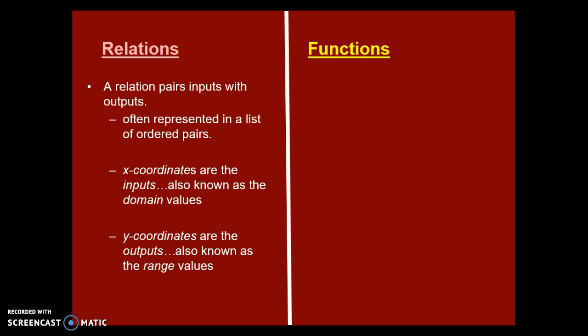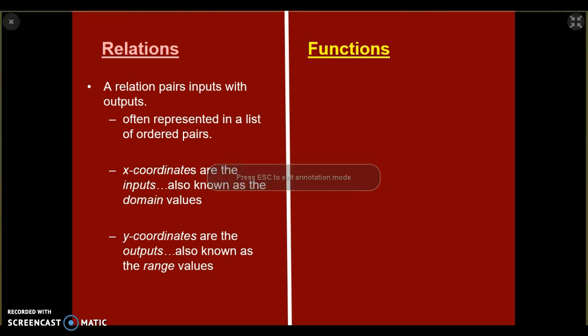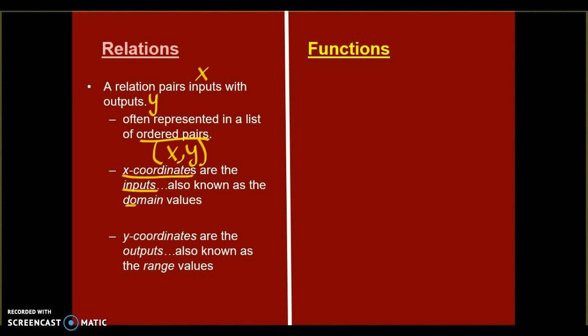A relation pairs inputs with outputs. Inputs are also referring to your x values. Outputs refer to your y values. And we see it as a list of ordered pairs. Remember that when we say our ordered pair, we're always talking about our x and then our y. The x coordinates are known as our inputs or our domain values. All of those words are synonyms. They're interchangeable. Same thing for the y coordinate. We have outputs and range values. Always talking about the same thing there.